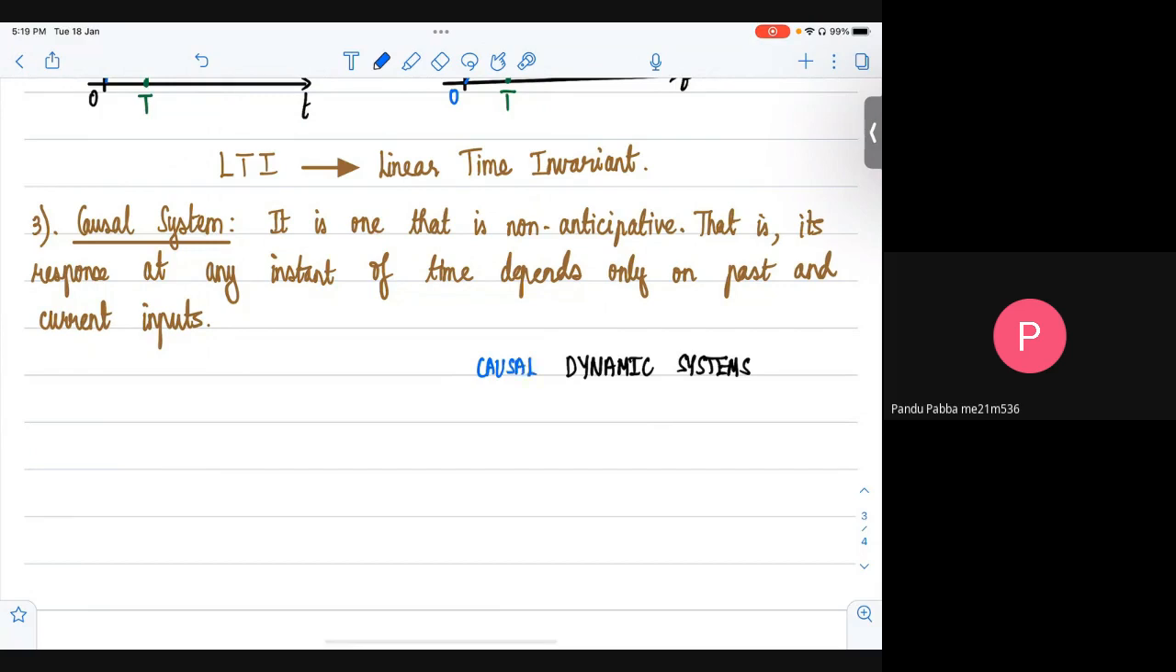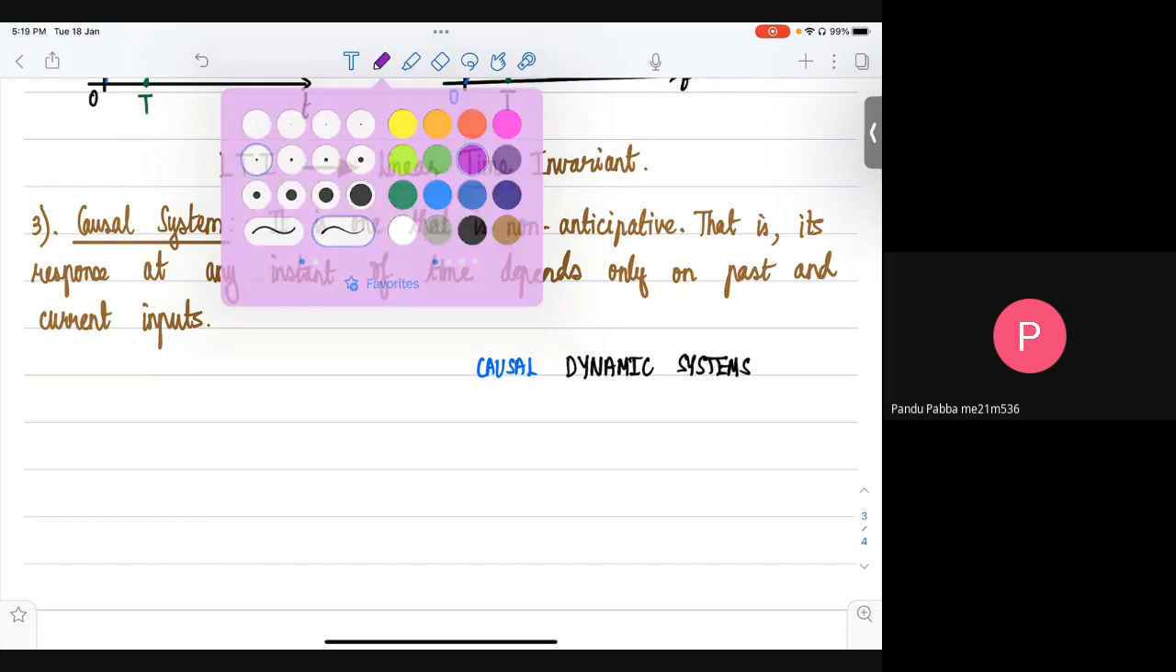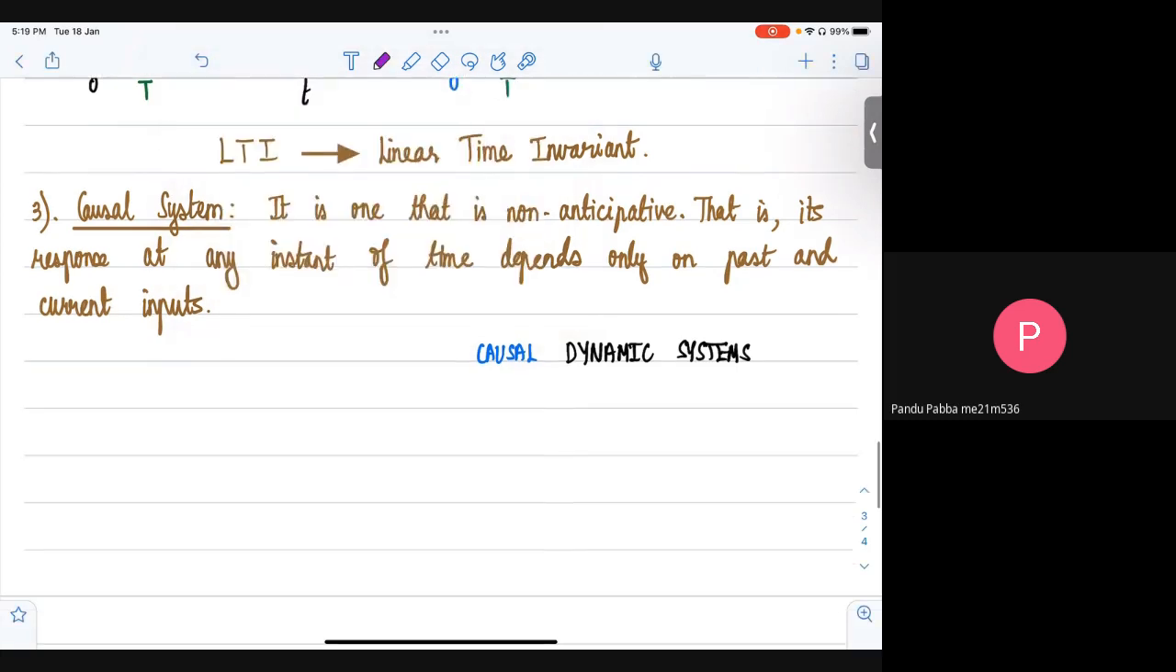Of course, at least some people make the error of writing causal as casual. So please be careful with that. The spelling is causal. If you swap S and U, you get casual. So we need to be careful there. We will deal with causal dynamic systems.